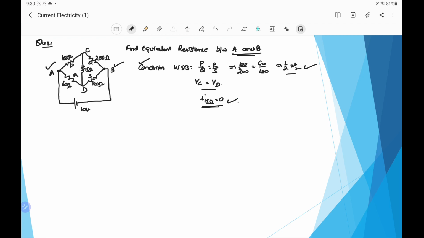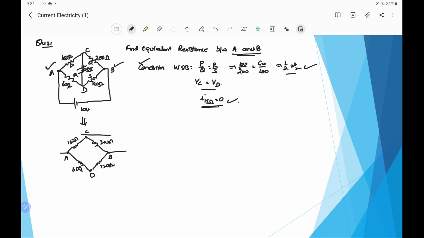It means we can ignore this 15 ohm resistance, and now the equivalent circuit between A and B is a resistor of 100 ohm, which is up to C. After C to B there is a resistance of 200 ohm, and A to D there is a resistance of 60 ohm, and from D to B there is a resistance of 120 ohm.